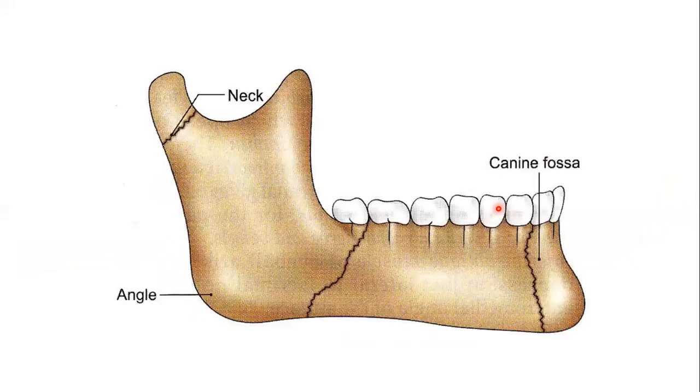Few words for the fractures of the mandible. It can be fractured at this canine triangle. This is the fracture over here, fracture line. This is the angle, and in front of that, this is the molar teeth and this fracture. And fracture can also occur at the neck of the mandible.